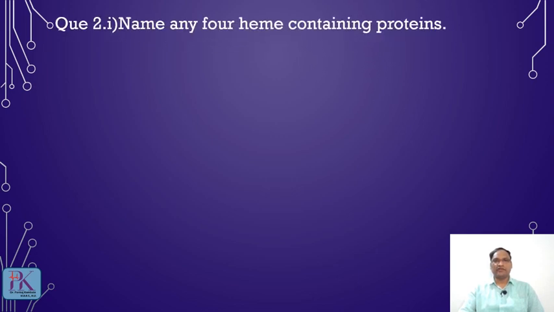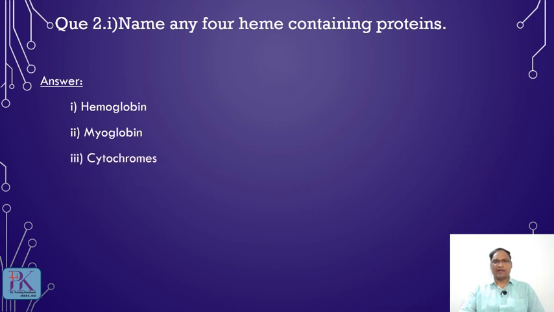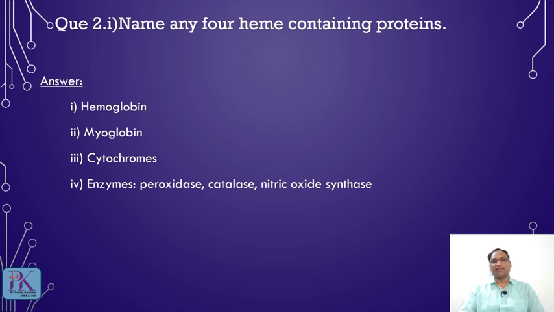Next question. Name any four heme-containing proteins. Very easy, very straightforward. The heme-containing proteins are hemoglobin, myoglobin, different cytochromes like cytochrome b and c1, and enzymes. Which are the enzymes? Peroxidase, catalase, and nitric oxide synthase. These are important to remember for MCQs also: which of the following enzymes is heme containing? Peroxidase, catalase, nitric oxide synthase.